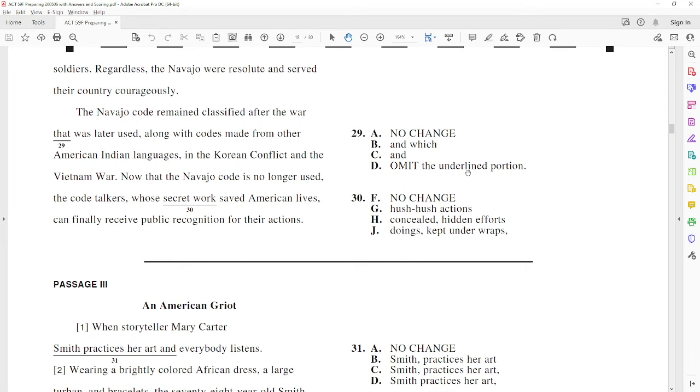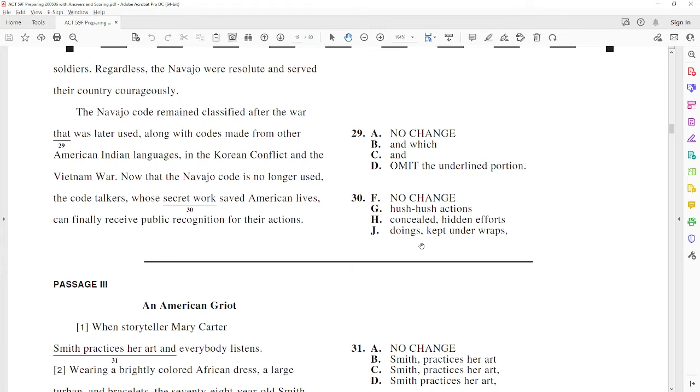If we want to look at the other answer choices, notice that all of them are more words than F. By keeping as short as possible, being concise, F would win out. If you had a guess, I'd pick F because it's the fewest number of words. Hush, hush actions, G. A little bit too slangy. It's a little bit too informal for the tone of this essay. Concealed, hidden efforts. That one's got redundancy. Concealed and hidden mean the same thing.